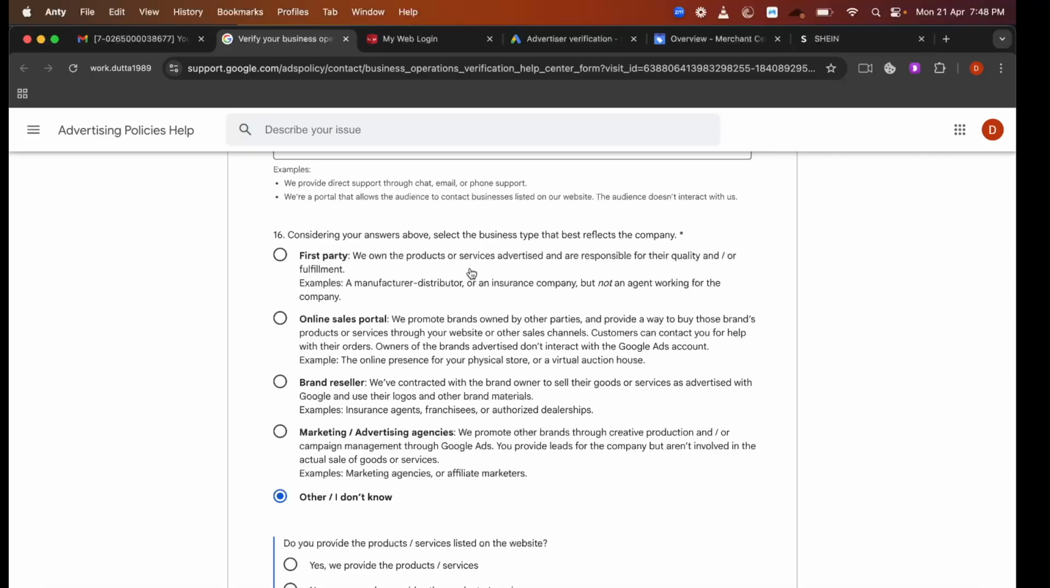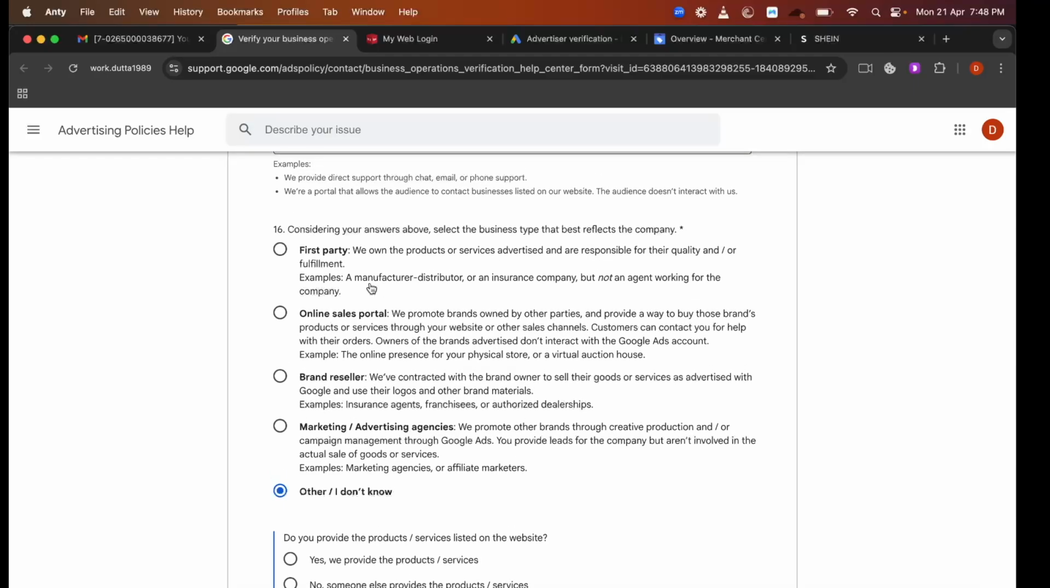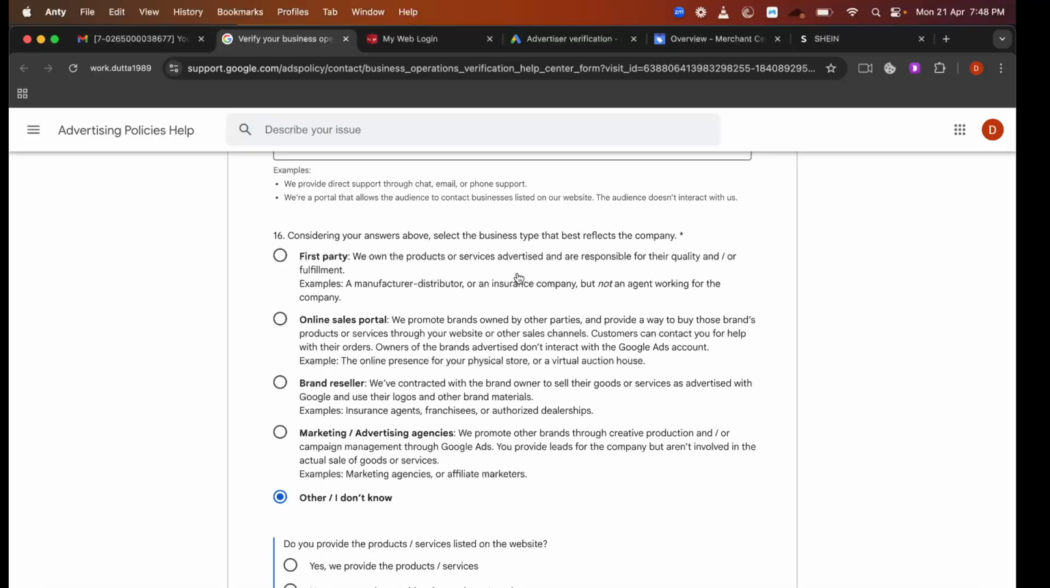Okay, so here is the tricky part. Considering your answers above, select the business type that best reflects the company. Okay, so we will go through each option individually. So the first option is first party. We own the products or services advertised and are responsible for the quality or fulfillment. Here this is not applicable as the products are not owned by Shine, even though they are responsible for their quality and fulfillment. So we cannot select this.